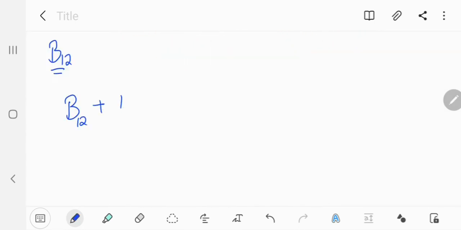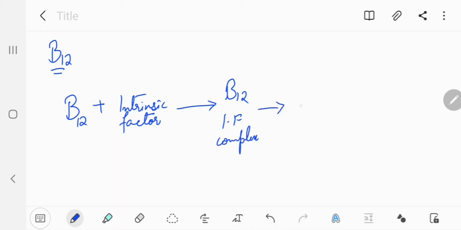Now let's see how B12 is transported. B12 combines with the intrinsic factor and forms a B12 and intrinsic factor complex. This complex is prevented from digestion and it enters into the terminal part of the ileum.